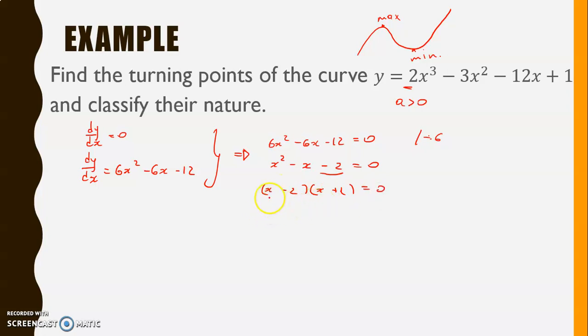Okay, so now we have to ask ourselves, when will the product of two numbers be equal to 0? When either one of them equals 0. That's why we end up with x minus 2 equals 0 or x plus 1 equals 0. So x has to be 2, and in this case x is minus 1. These are the two points. Now we want to find the coordinates of these stationary points.